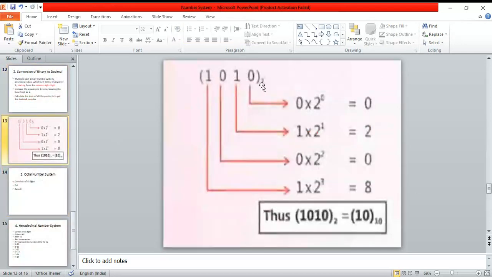So take 1010 with base 2. You take 0 into 2 raised to the power 0. As the base is 2, you will always start with power 0. Then 1 into 2 raised to the power 1, which is 2. 0 into 2 raised to the power 2 is 0. 1 into 2 raised to the power 3 gives us 8. 8 plus 2 is 10, plus 0, plus 0, gives 10. And as the base of decimal is 10, you write 10 as subscript.